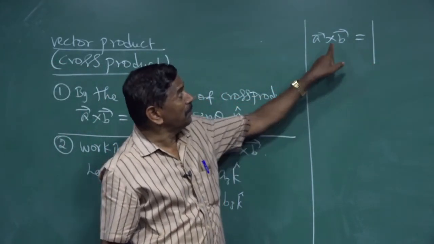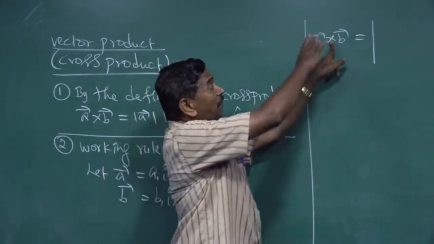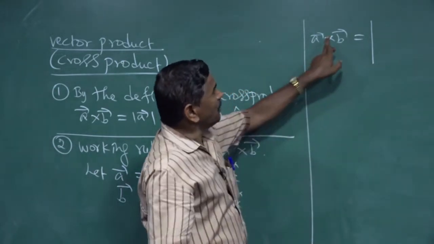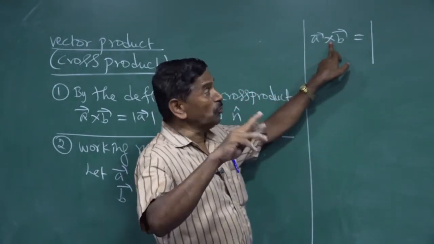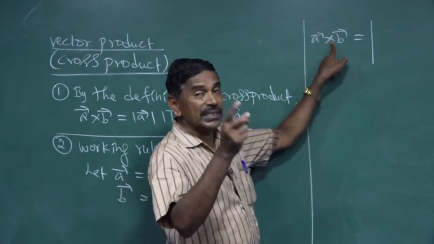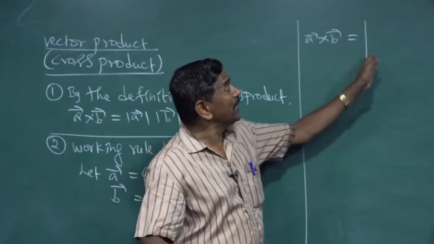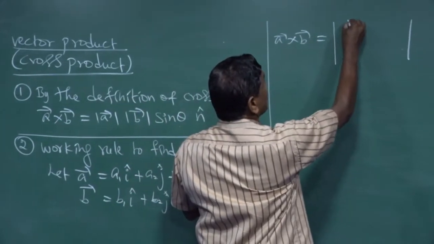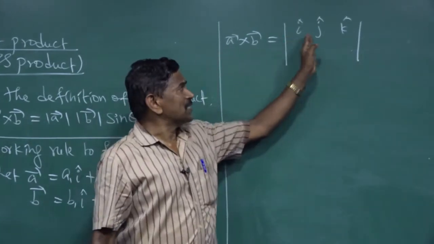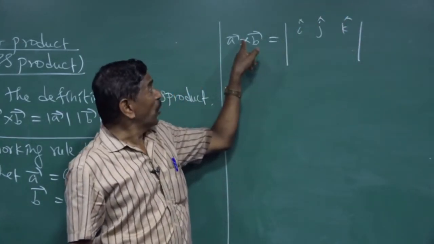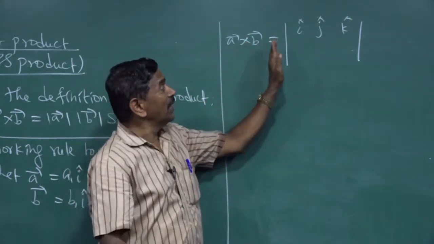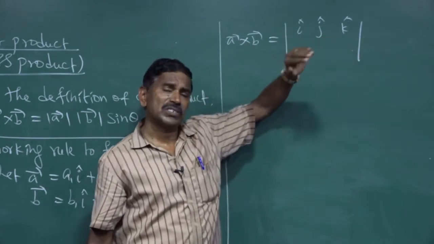And also one more idea: when the cross product is defined between two vectors, it is equal to a determinant of ijk. The first row is always fixed. While the cross product is defined between the two vectors, it is given by determinant ijk, first row fixed for all.